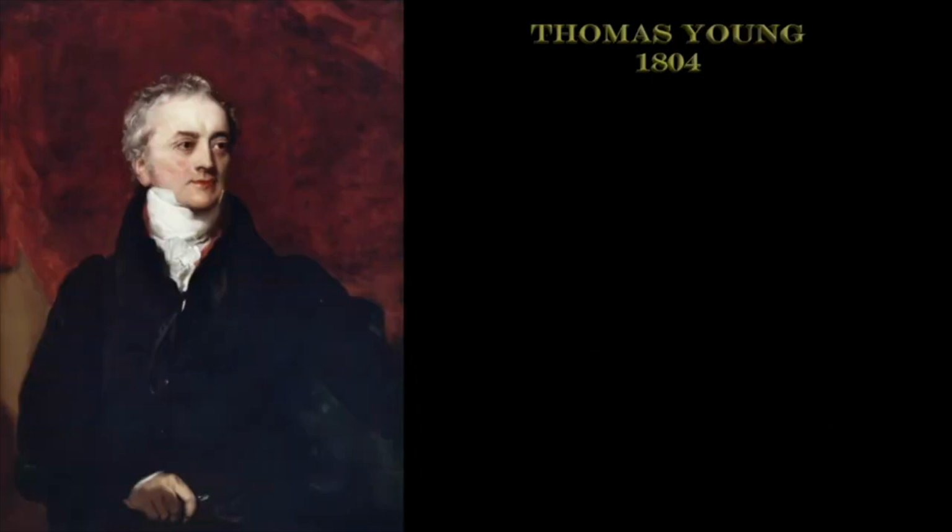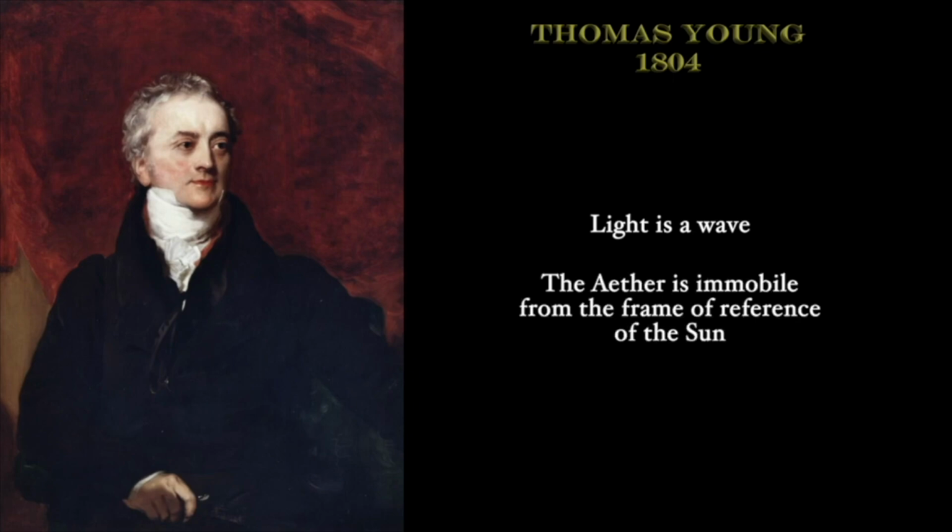Thomas Young, in 1804, was one of the scientists that reasoned that light was a wave, and not a corpuscle as Bradley believed, and that the ether was immobile in the frame of reference of the sun, and that the Earth had no effect on the ether. But he could not explain the aberration effect. However, Young was able to show that light is a wave in other experiments.